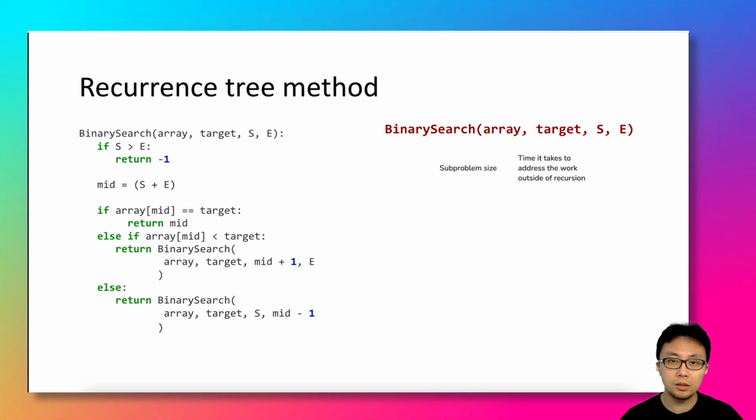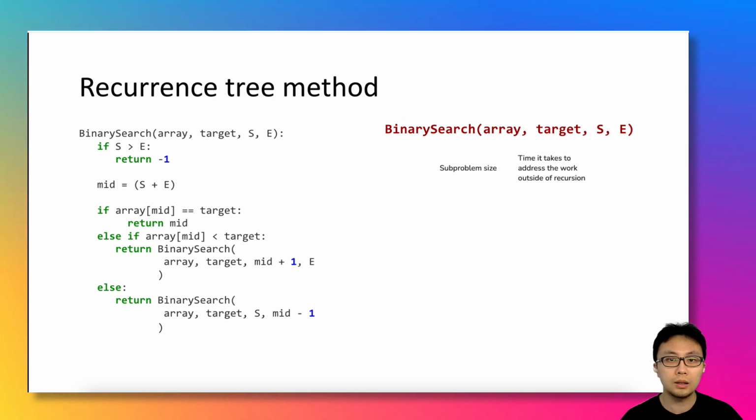We will use 2 columns. The left column indicates the problem size, or say the subproblem size, as recursion is triggered. The right column indicates the time it takes to address the work at a step corresponding to the subproblem size in the same row. Of course, the time it takes to do the work on the corresponding step is outside of recursion, because the time of the recursive call will be accounted for in the next step. Why is this method named the recurrence tree method?